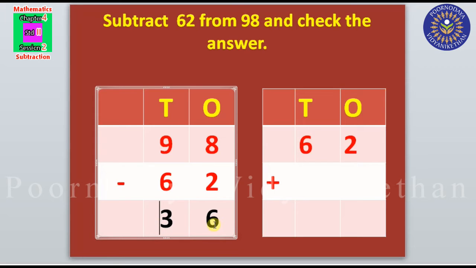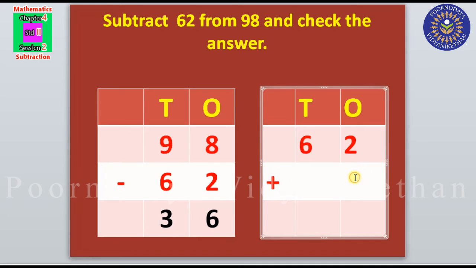Now we have to check the answer. For checking, what do we have to do? Yes, add the difference we got and the smaller number. Here I have already written the smaller number, 62. What is our difference? The answer, 36. That 36 you have to write here. 6 and 3, 36.